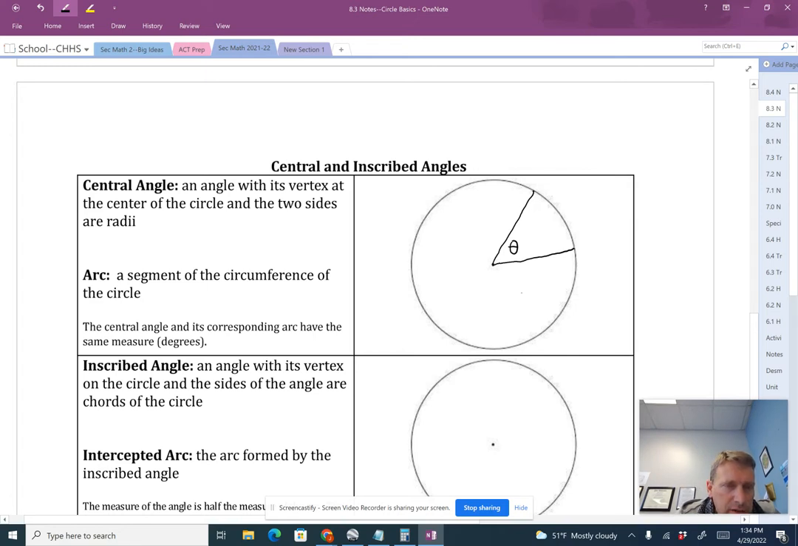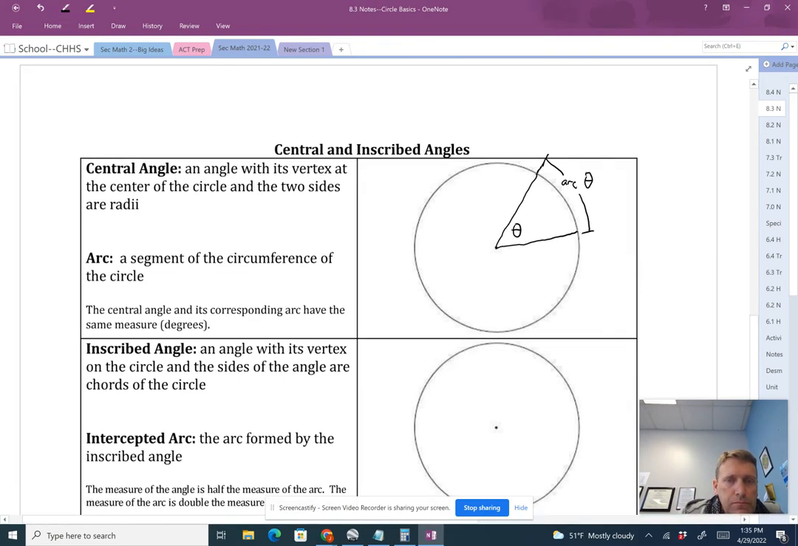Then we have an arc, which is a segment of the circumference of the circle. So this arc right here is just that segment of the circle itself. And it's also measured in the same way that the angles are. In fact, the central angle and its corresponding arc have the same measure. So if this central angle is theta degrees, then this arc is also theta. If it's 30, then it's 30. If it's 70, then it's 70, and so on and so forth.